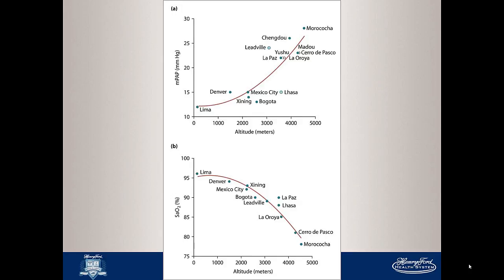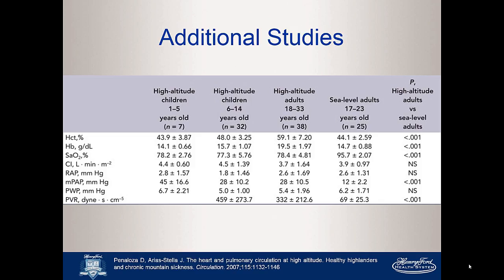The bottom graph kind of correlates the O2 saturation with altitude of the same cities, and again is kind of inversely proportional to that, and also with hematocrit, although I didn't show that one. We have more studies on this, and again comparing children to teenagers to adults. Looking at the 2 that are circled there, you're looking at high altitude adults 18 to 33 and sea level adults, and you can see massive differences in their hemodynamics and hemoglobin and hematocrit.